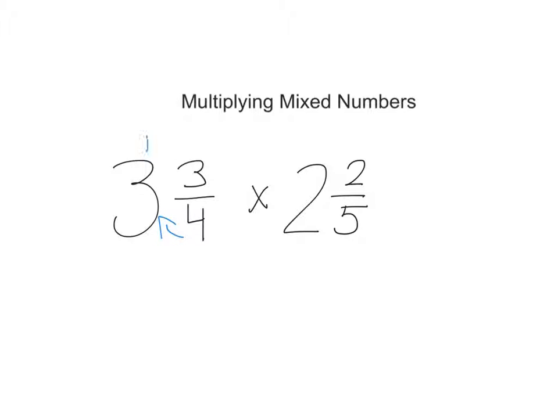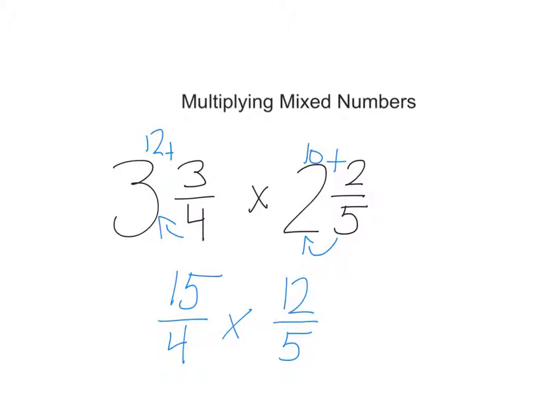So 3 times 4 is 12, plus 3 is 15/4. And by changing both of these to an improper fraction, 5 times 2 is 10, plus 2 is 12/5, I have two fractions that I need to multiply. Regardless of them being improper, it's still the same process as multiplying fractions. I multiply across my numerator, multiply across my denominator.